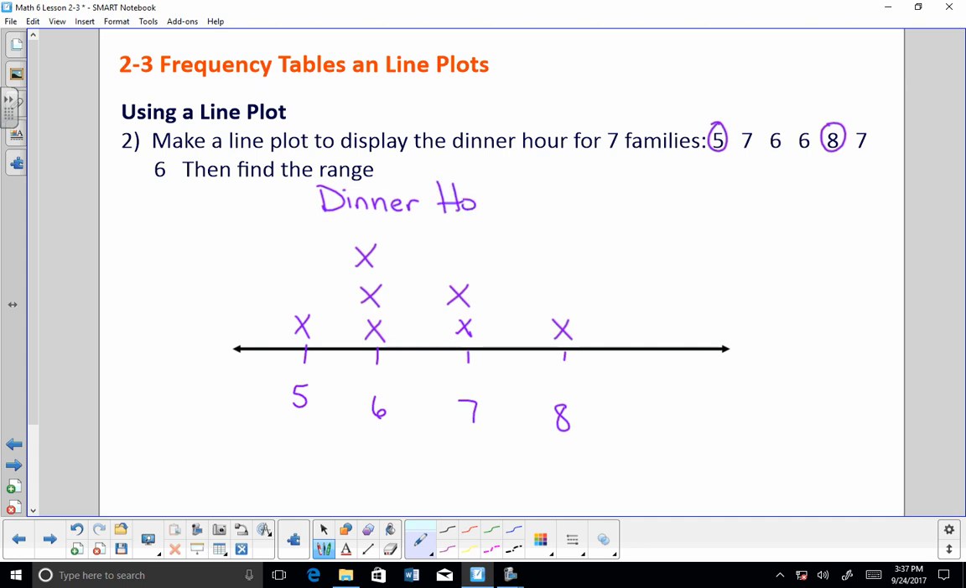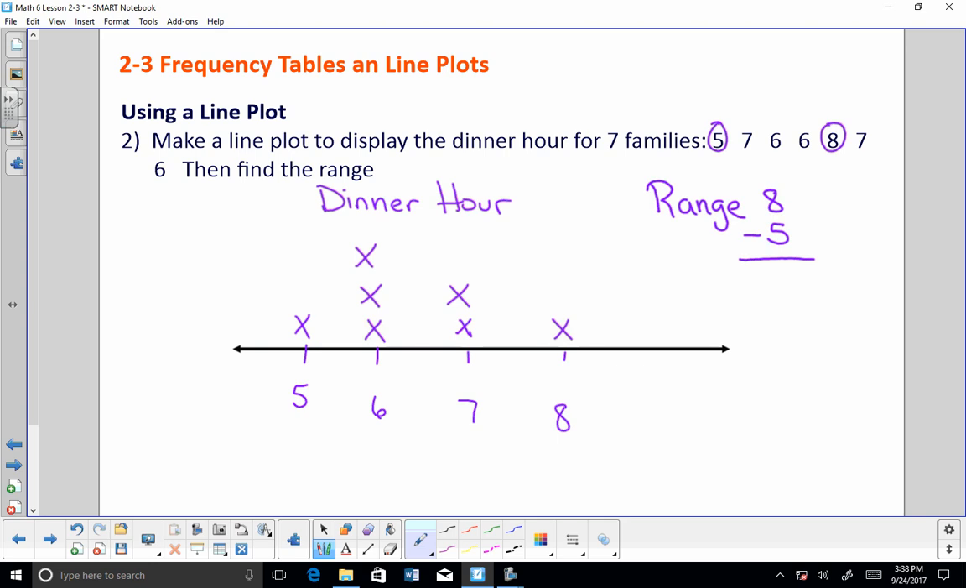So this just tells us the different times at night when people eat dinner. One family ate at 5, 3 families ate at 6, 2 families ate at 7, and 1 family ate at 8 o'clock. Now we're going to find our range. Our range is we take the largest number, which is 8, and we subtract the smallest number, which is 5. So our range is 3.